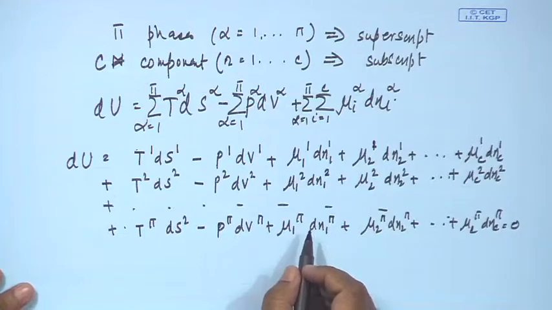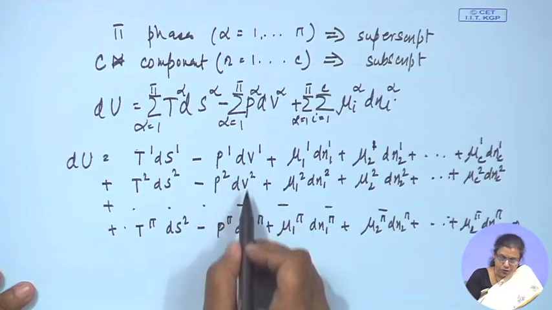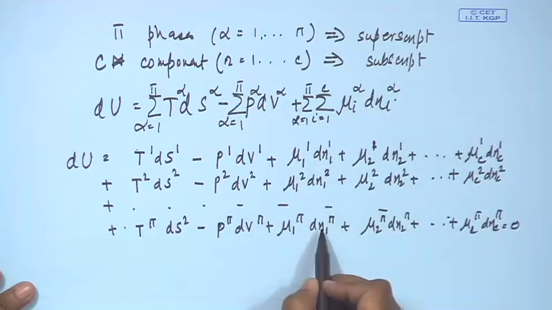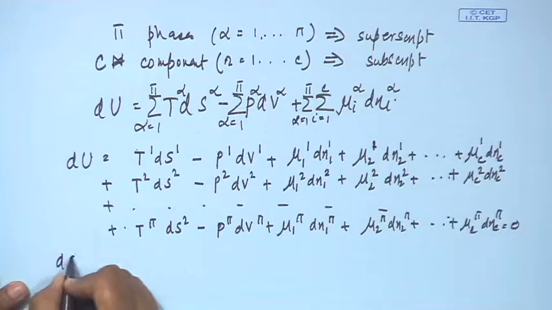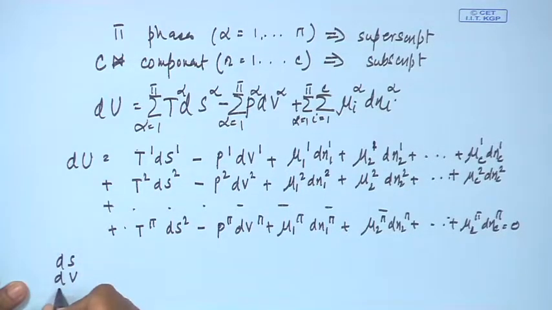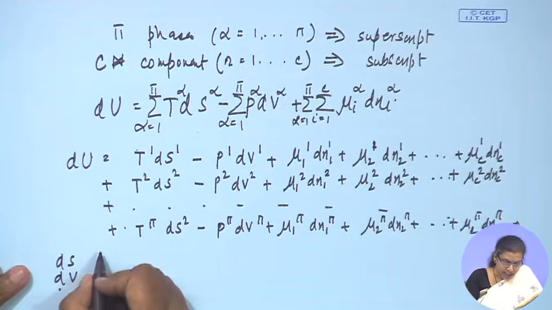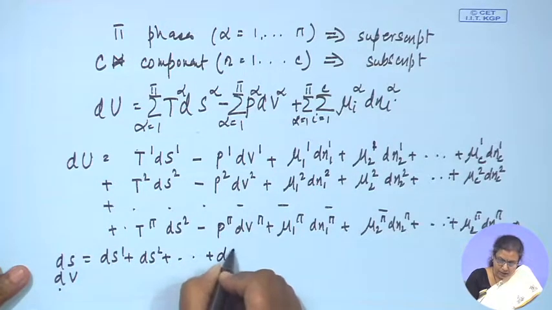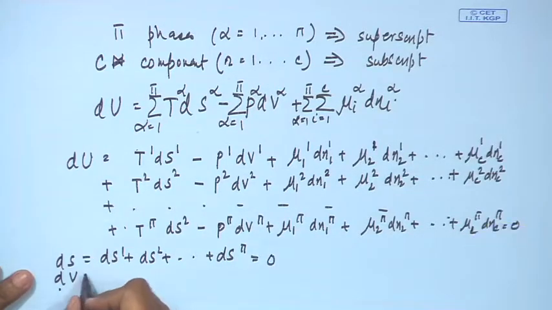What are the additional constraints? The first thing is the individual variations of entropy, the individual variations of volume, and the individual variations of the total number of moles of each chemical species can vary, but subject to the condition that the total entropy, the total volume, and the total number of moles remain constant. In other words, dS which is equal to dS1 plus dS2 plus so on till dS pi, this should be equal to 0, because after all it is a closed heterogeneous system.